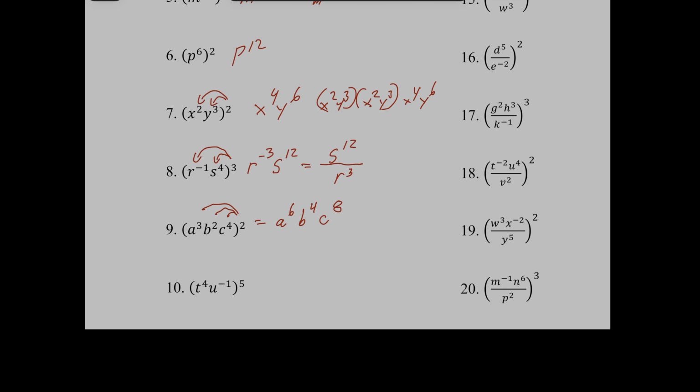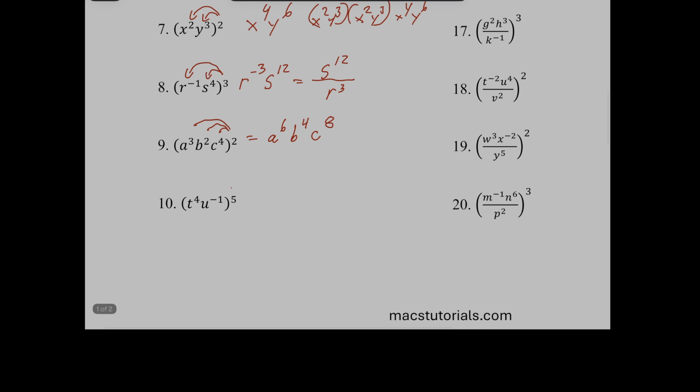We're just multiplying. And number 10, I've got to do both of these. So I'm going to get t to the 20, u to the negative 5, or t to the 20 over u to the 5th by flipping it to the correct side.